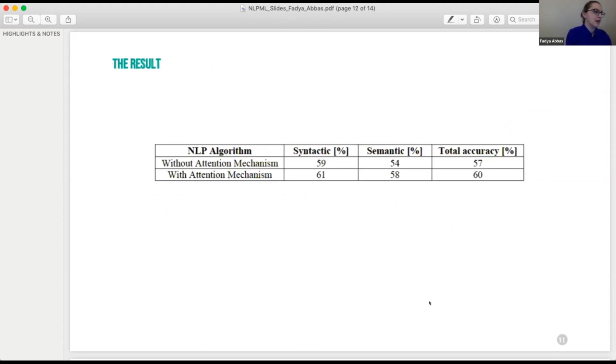The result, as you can see from this table, shows the progress achieved by using the attention mechanism. Without using the attention mechanism, syntactic was 59, but after using the attention mechanism it became 61. Semantic was 54, while after using the attention mechanism it became 58. The total accuracy was 57 and then became 60.